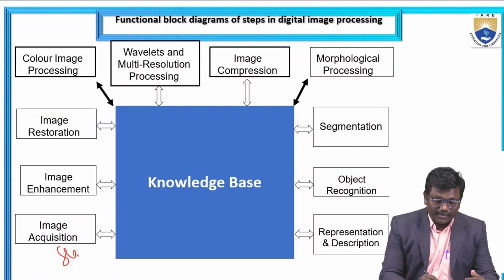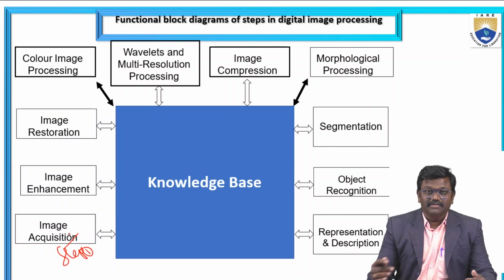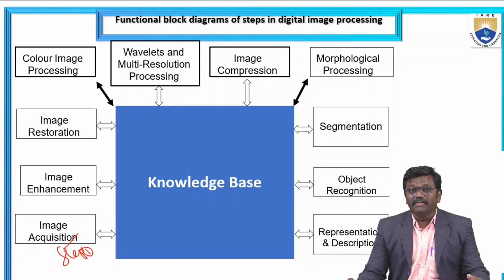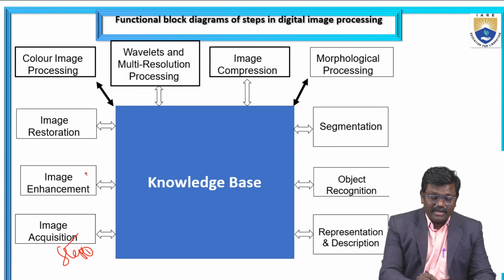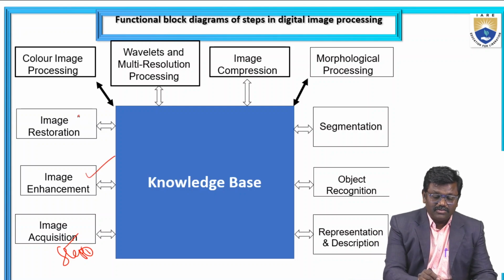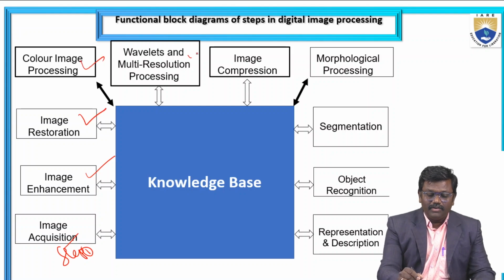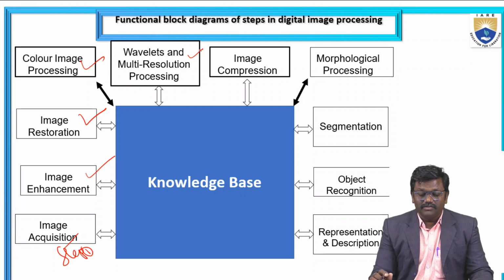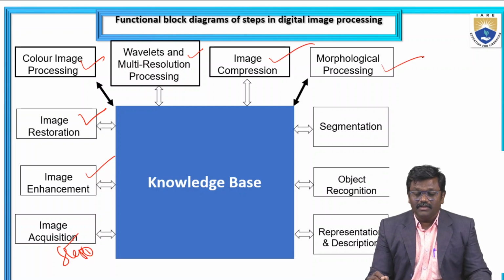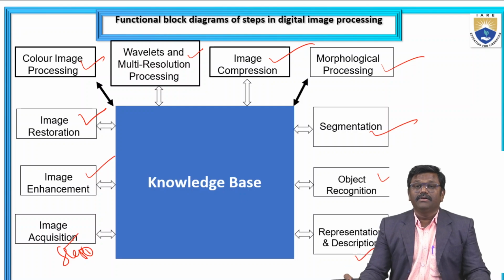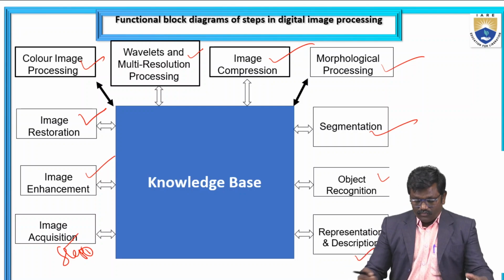This is step number one, image acquisition, next image enhancement, next image restoration, next color image processing, then wavelets or multi-resolution processing, image compression, morphological image processing, segmentation, object recognition, and representation and description of an image. We'll see them one by one.